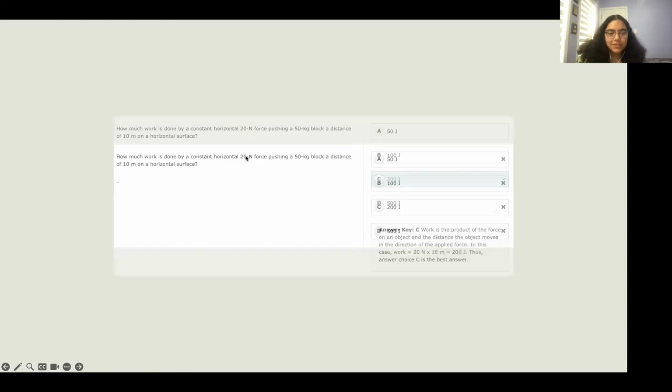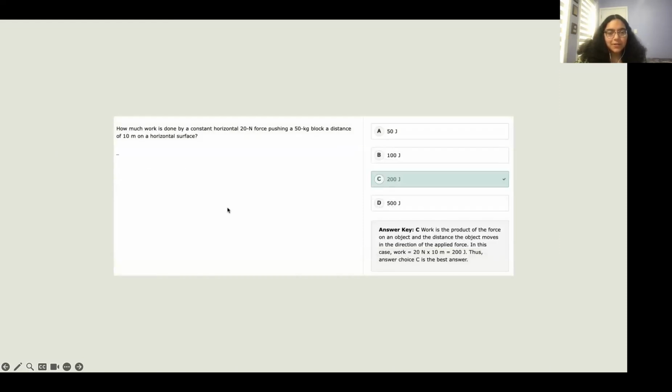Okay, yeah, there's a C in the chat. That is correct. So the 50 kilograms might trick you a bit. I think that's why it's there, but it's basically the 20 newton force times the 10 meters. And since they're both horizontal, you don't have to take any cosines or anything. There's no angle involved. They're in the same direction.